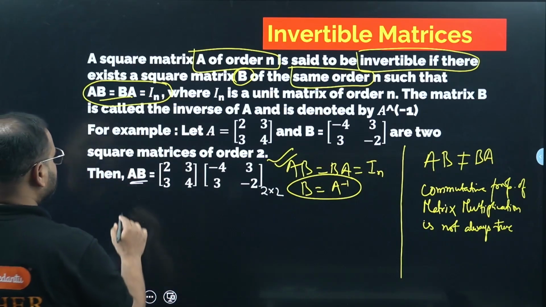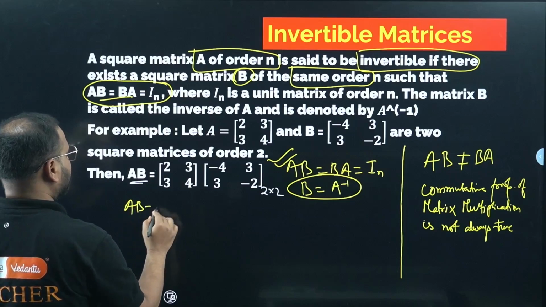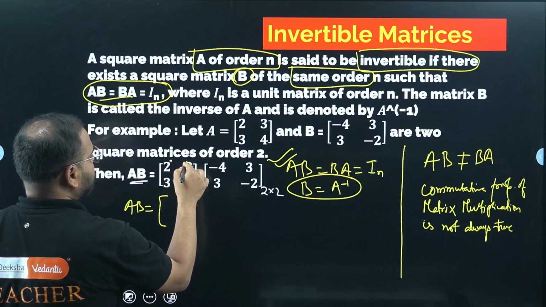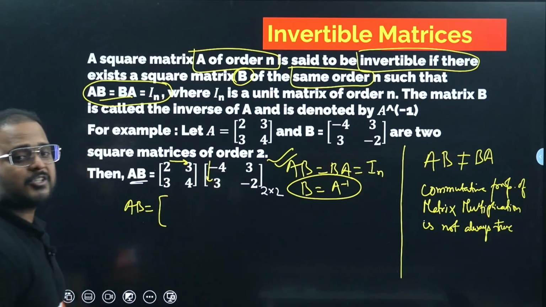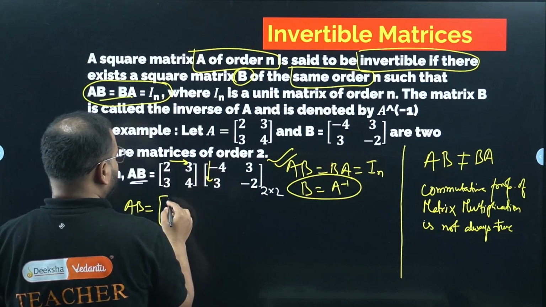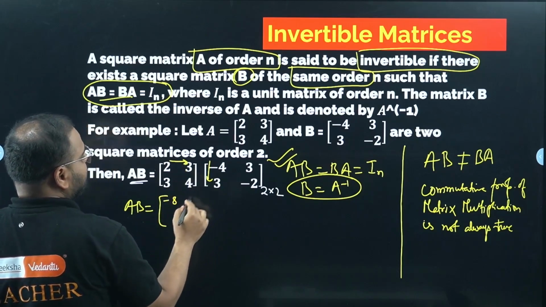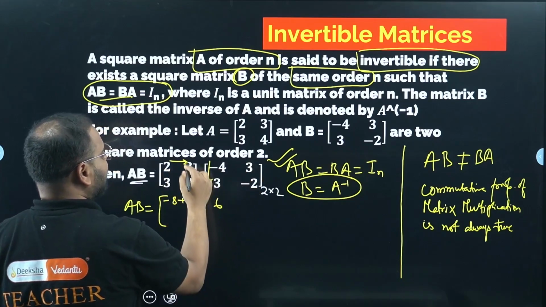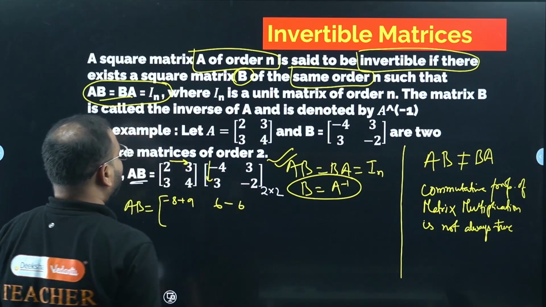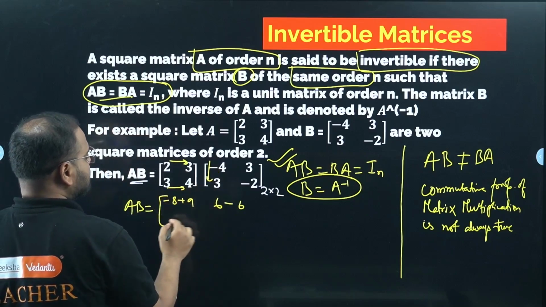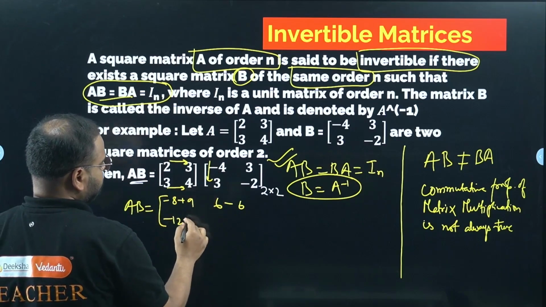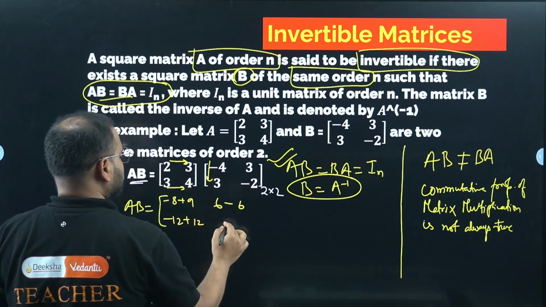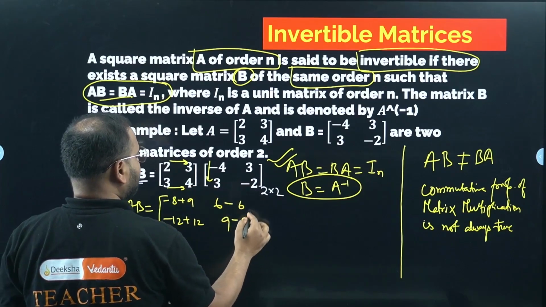Let's do the multiplication for AB. We have learnt it so many times: first row and first column for the first element. So 2 times minus 4 is minus 8, and 3 times 3 is plus 9. For the second column, 2 times 3 is 6 and 3 times minus 2 is minus 6. Now the second row: 3 times minus 4 is minus 12, 4 times 3 is 12, 3 times 3 is 9, and 4 times minus 2 is minus 8.